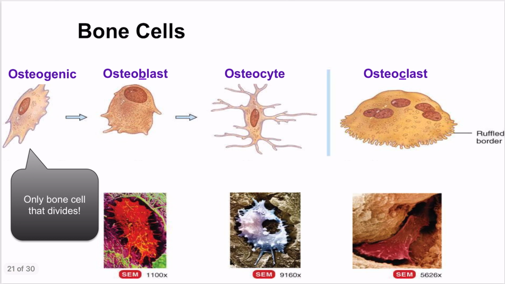So now we're going to learn 4 different bone cells: osteogenic cells, osteoblasts, osteocytes, and osteoclasts. I'm going to talk about each difference between the 4 of them so that you should be able to distinguish between the 4. Osteogenic cells are the only bone cells that are capable of mitosis. Only ones.